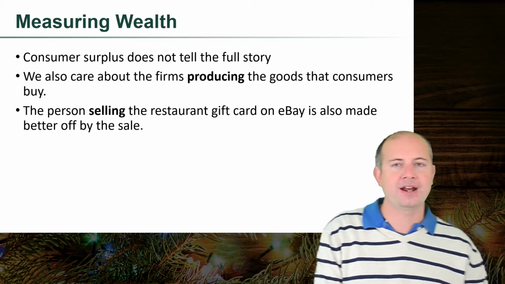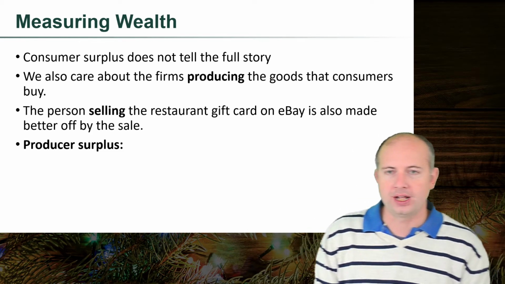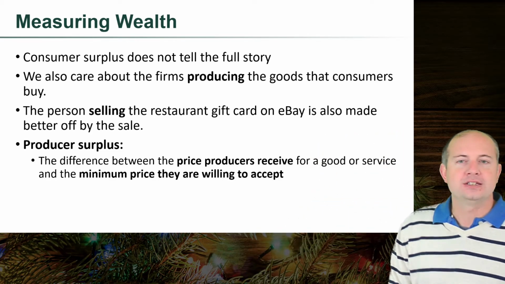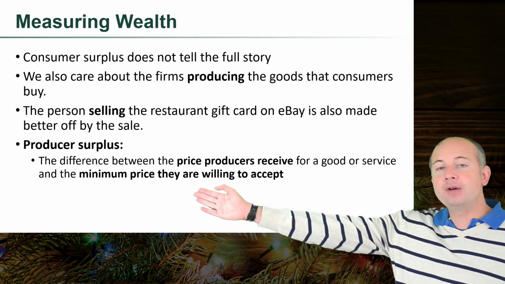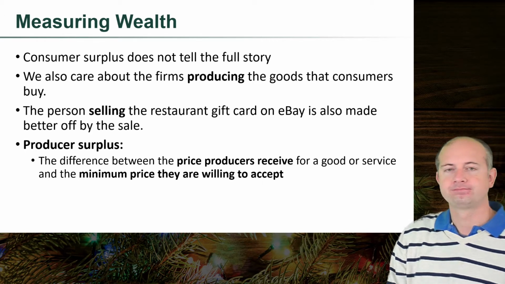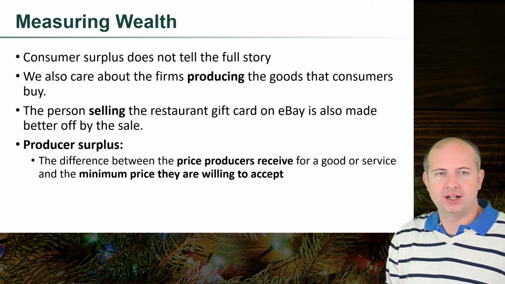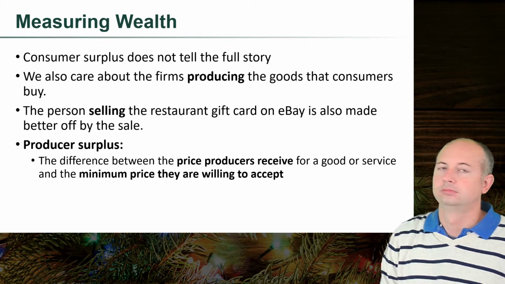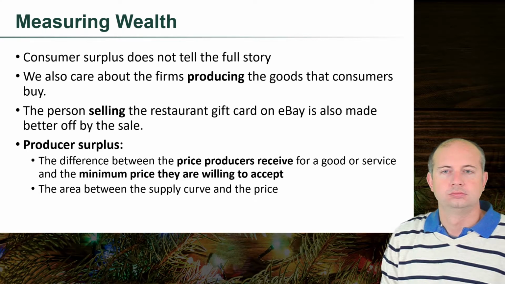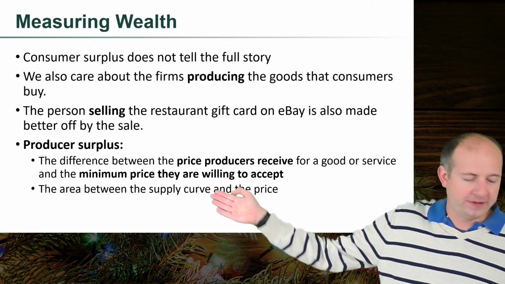And so we want to think about how much wealth is created for them, how much better off they are. So producer surplus is the difference between the price producers receive for a good or service and the minimum price they're willing to accept for it. And well, the graphic definition there is it is the area between the supply curve and the price. Why is that?